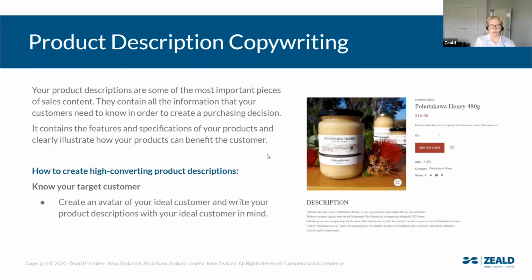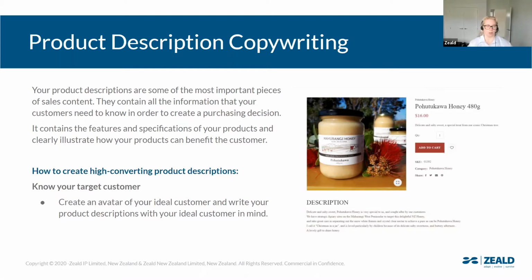What you can do to help with this is create an avatar or a persona, which is quite often used in the marketing world. You create a persona of your ideal customer and write your product descriptions with them in mind. This is where you get quite specific. You might give them an age range, say between 30 and 40, and sometimes even a salary bracket, or what is likely to be their household earning.